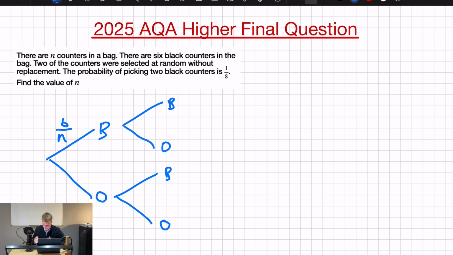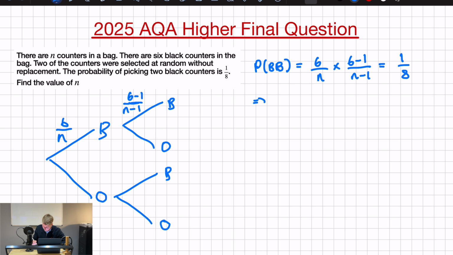So the key piece of information here is that we have without replacement, so it means we'll have 1 less from the total amount of counters and 1 less from the 6 blacks. So our fraction here will be 6 minus 1 and then n minus 1 for the denominator. So the probability of picking a black and then a black will be 6 over n multiplied by 6 minus 1 over n minus 1. And this is equal to 1/8.